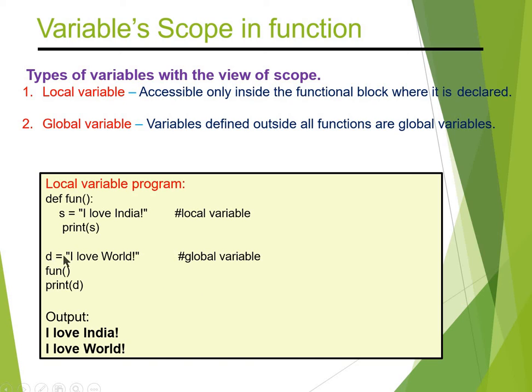So see, d is equal to "I love world", then fun. First it will call the function fun, so it will print "I love India". Then print d, which is the global variable, so "I love world" will be printed.